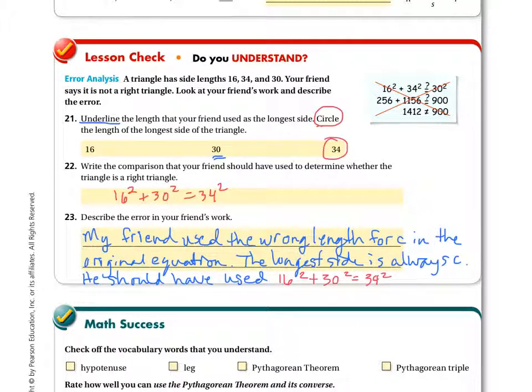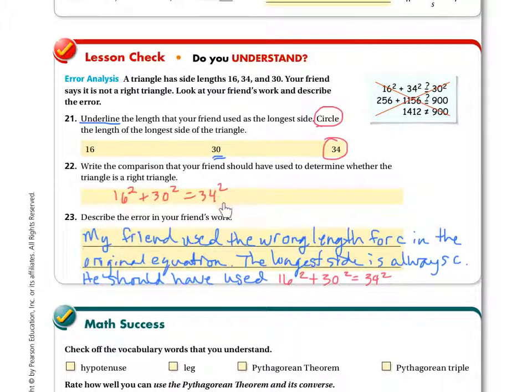So this is what I wrote. Your friend used 30 as the longest side instead of 34, and you do need to be wary of this. The last textbook we had always wrote these in order from smallest to largest, which drove me nuts, because not everything in life is fully ordered nicely for you. And so you can see that this one is not ordered from smallest to largest, and so you cannot fall into the trap of that third number always being the largest side. And so that's what his friend did, fell into that trap and used 30 over here. And so he should have used this.